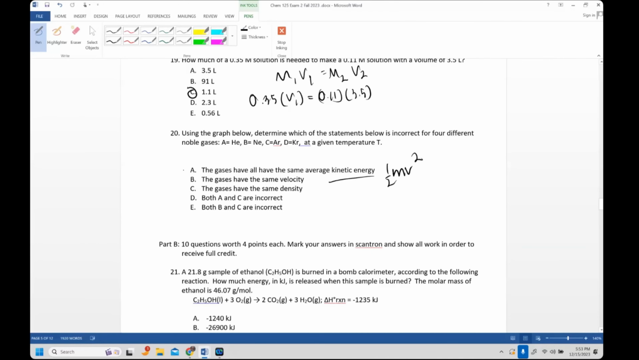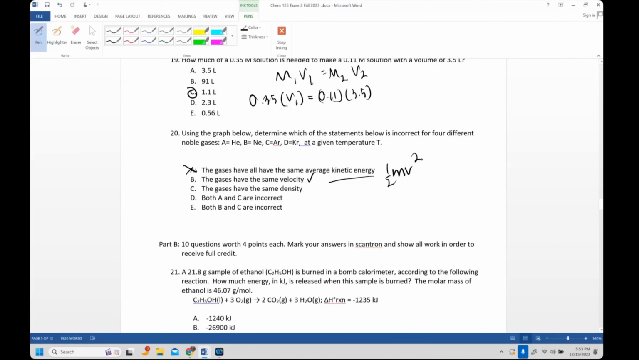So we know that A is correct, so that's not the answer. For B, gases have the same velocity. That's incorrect, because we know that the slower ones are heavier and the lighter ones move faster. So we know that helium moves faster than krypton because it's lighter. So this one is incorrect, so that might be one of the answers.